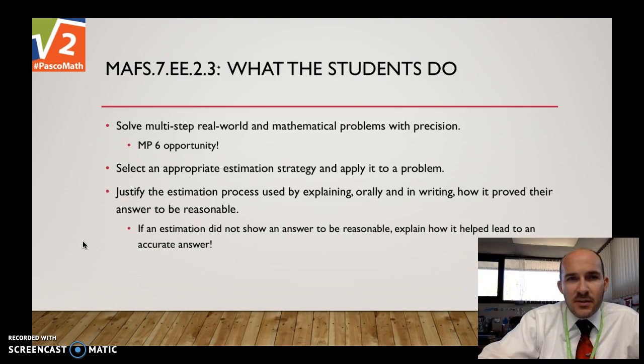So some things the students could be doing. They need to solve those multi-step real-world problems with precision. So that's a Math Practice 6 opportunity. Even those estimations, they have to make reasonable estimates, select an appropriate estimation strategy and apply it to the problem. Justify the estimation process by explaining orally and in writing how they prove their answer to be reasonable. If the estimation did not show an answer to be reasonable, explain how that helped lead them to the correct answer. So again, if their estimation strategy showed that they were way off, then that's awesome, and that's a strategy we want them to always use.